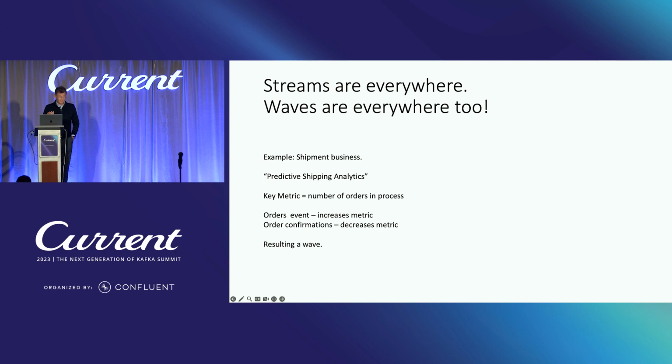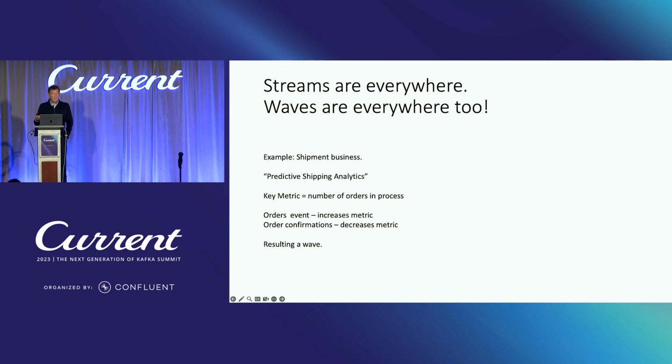So if we look at it, we will see that it creates a wave, right? You send some orders, the wave increasing, you ship, it's decreasing. So now you have a wave, it's like a derivative data or the characteristic of your streaming, right? Stream is everywhere, but there is some hidden characteristic inside that, which is a waving. That's why we can say waves are everywhere.